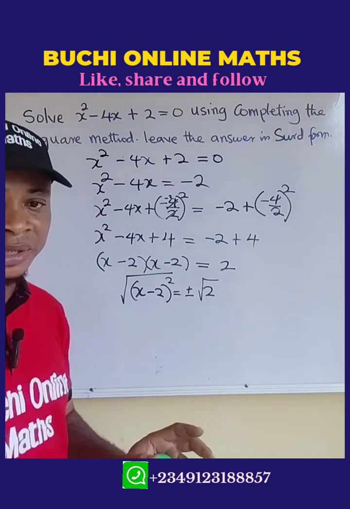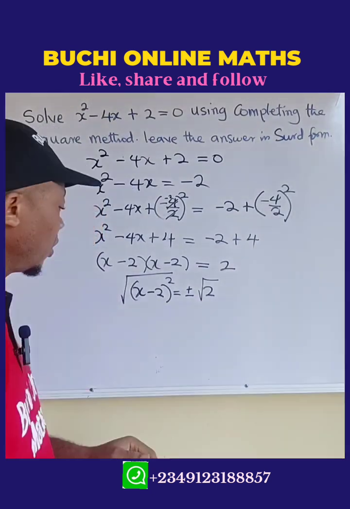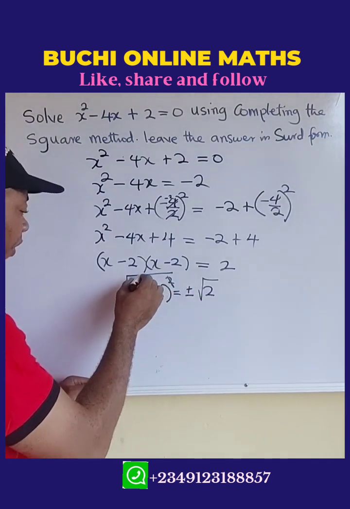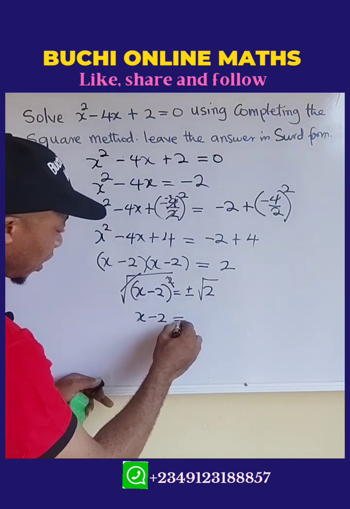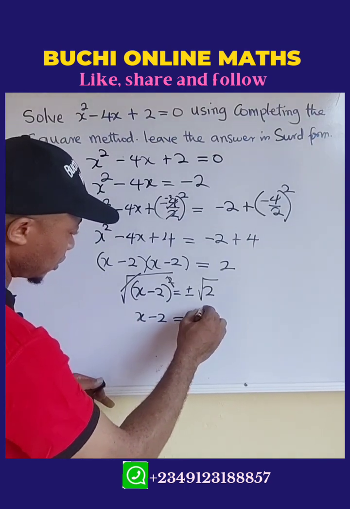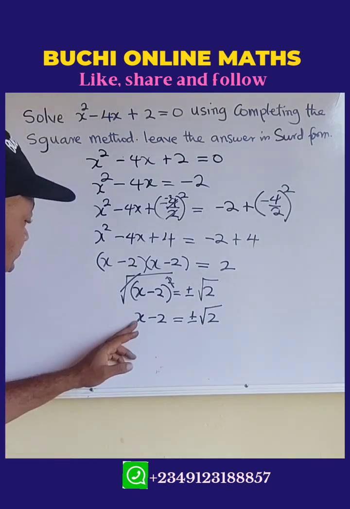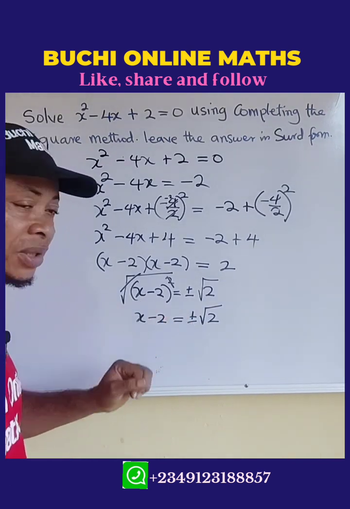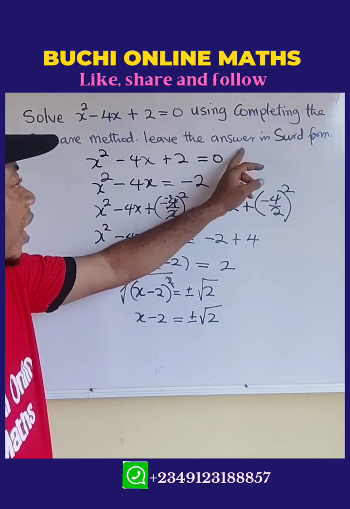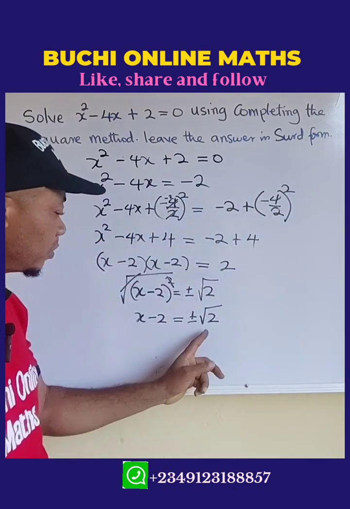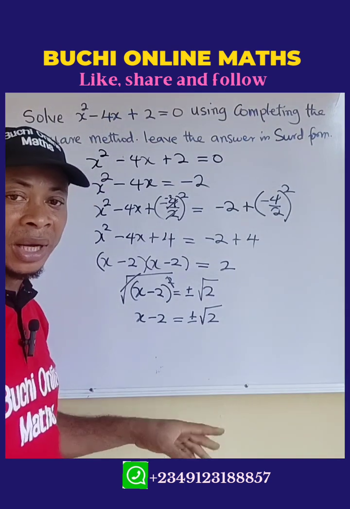The square root of 2 will become plus or minus. That is how it is. Square root of 2 is always negative or positive. So we cancel the square and square root. We now have x minus 2 equals plus or minus square root of 2. At this point, we are going to consider the value of x when it is positive and the value of x when it is negative. Remember, we are asked to leave our answer in short form. Root 2 is a short form, okay? That means root 2 must appear in our final answer.